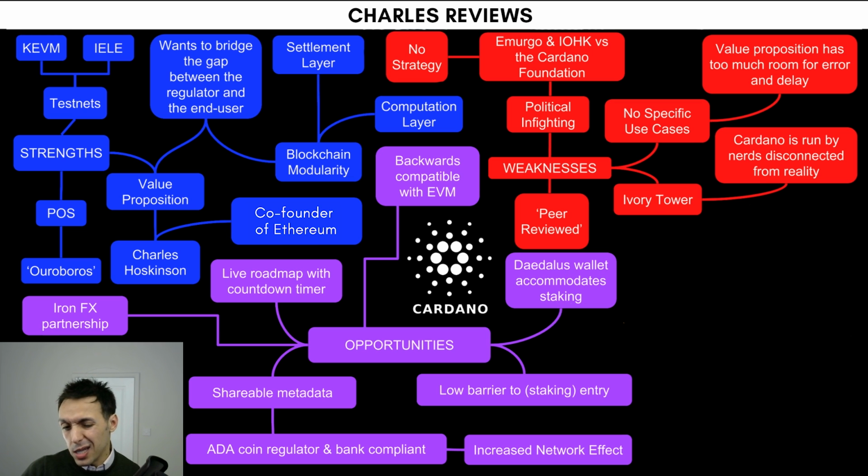The fifth thing I like about Cardano is shareable metadata. And I really think this is one of the big things that Cardano has going for it, because the Cardano protocol will give users the option to share data, which means that the ADA token will be compliant with regulators and banks, thereby increasing the network effect and also the adoption of the Cardano blockchain.